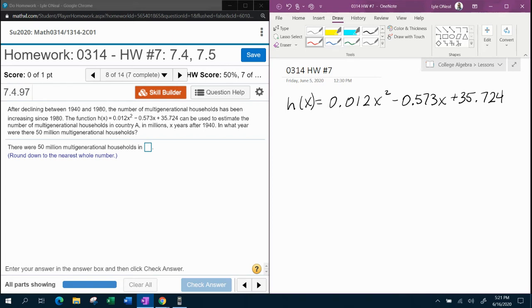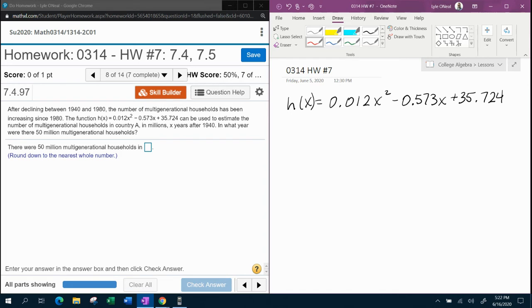It says after declining between 1940 and 1980, the number of multi-generational households has been increasing since 1980. The function, which I have written down over here in my scratch area, can be used to estimate the number of multi-generational households in country A, whatever country that is, in millions. So when you calculate values from that function, that's millions of multi-generational households. X represents the number of years after 1940. So X is time, H of X is households. In what year were there 50 million multi-generational households?